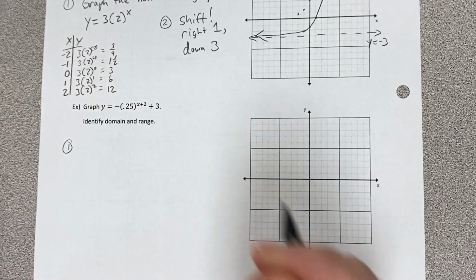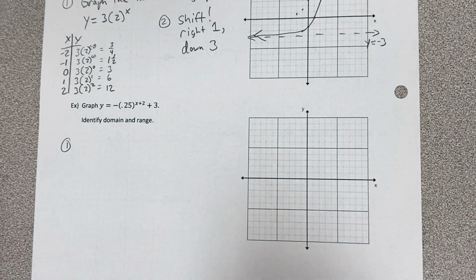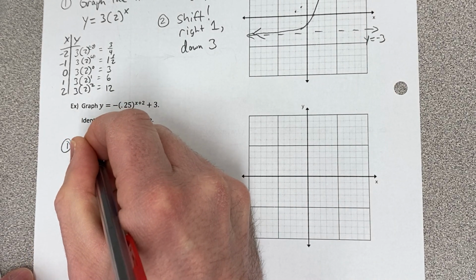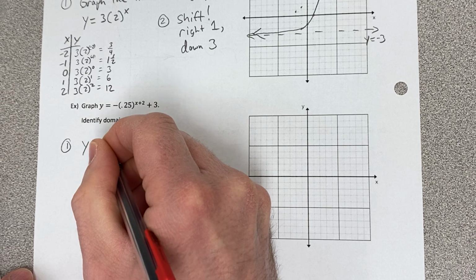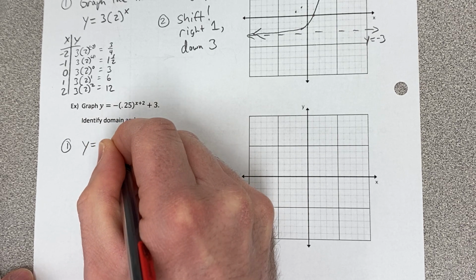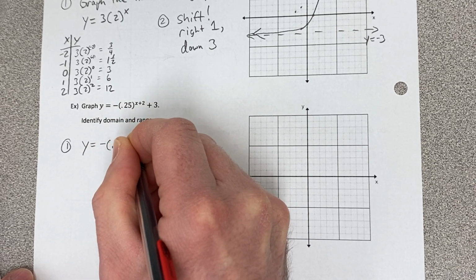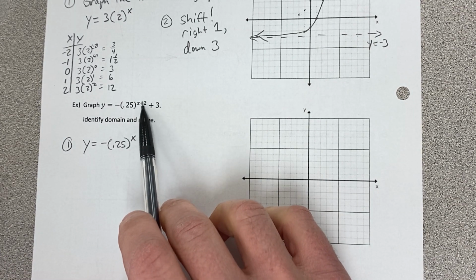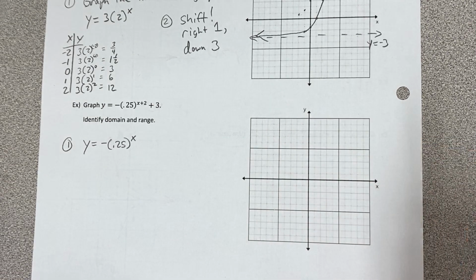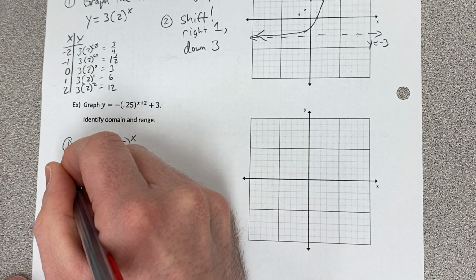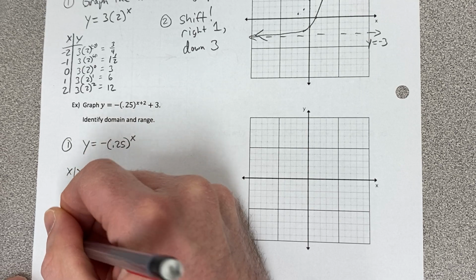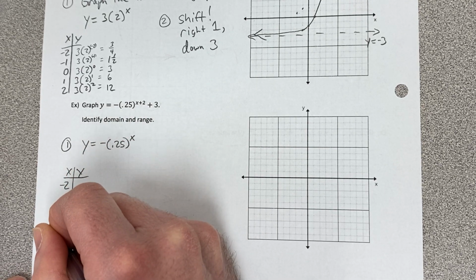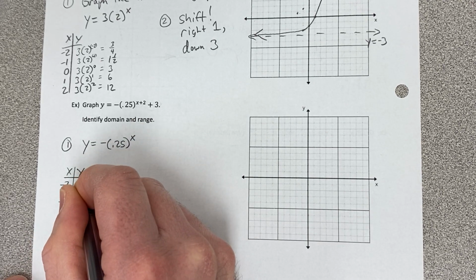Start out by graphing the non-shifted graph first. So our non-shifted graph, we're still going to keep the negative with it, 0.25 to the x. We ignore the shifts. We ignore the +2 and the +3. Ignore those. Make a table. -2, -1, 0, 1, and 2. Plug them in.